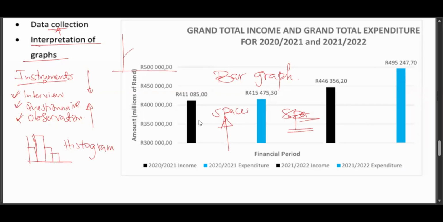Then we have a line graph. A line graph goes on like that. When do we use our line graph? When we are looking for a trend. It's better for change. Between this year and this year, what happened? That is it. Then we also have what we call a pie chart.